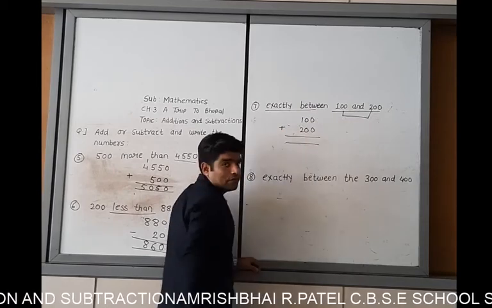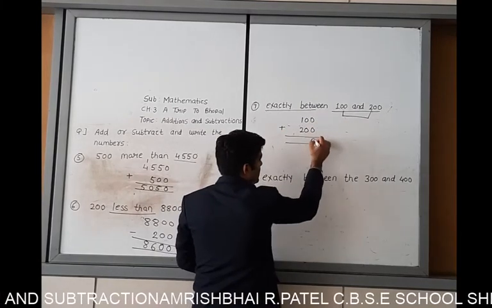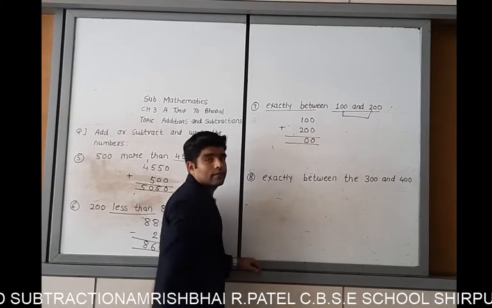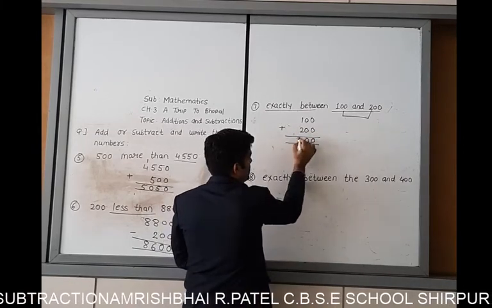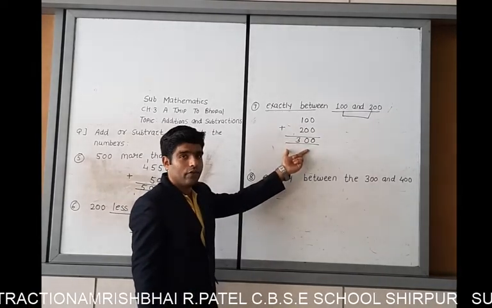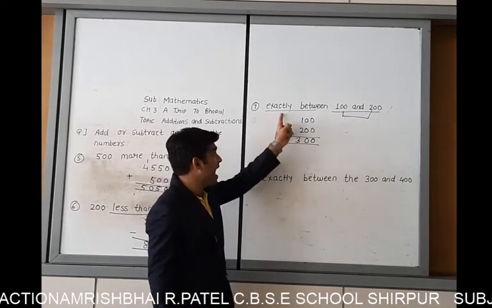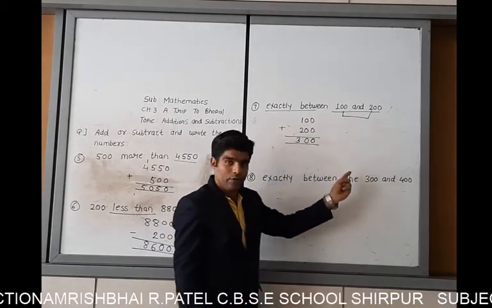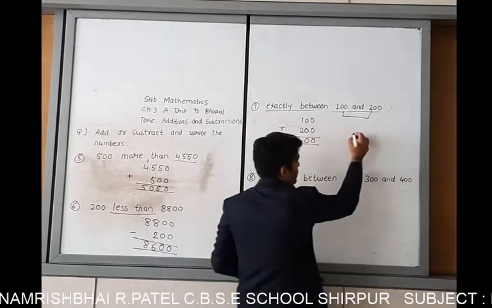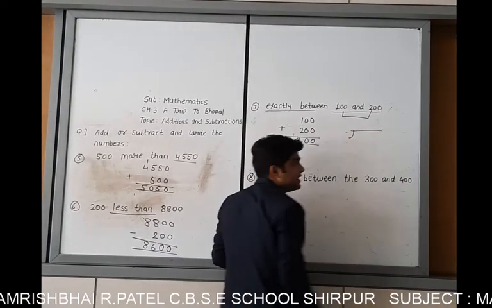Your addition is what? 0 plus 0 is our 0. 0 plus 0 is our 0. And 2 plus 1 is our 3, so 300. Your answer is what? 300. Okay. But your question is what? Exactly between 100 and 200. It means that exactly half. It means we have to use the division.